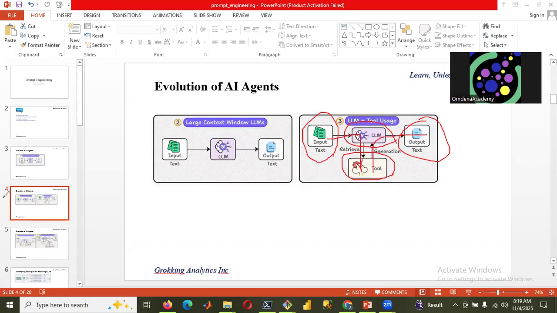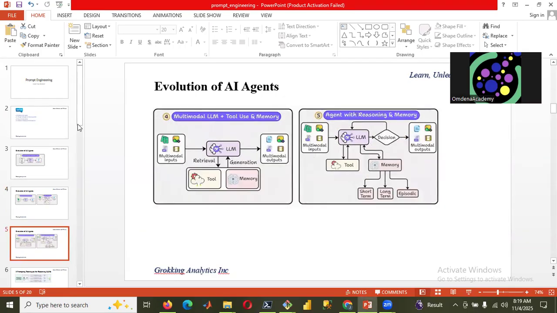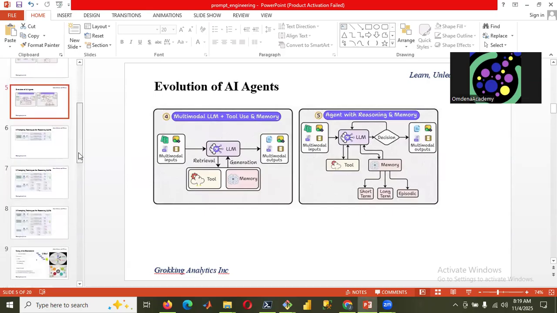Yeah, that will be it for that one. And then we'll go to the next one, which is the next version of the AI agents. So we now get to the stage of having multimodal input. What multimodal means is that you can have different types of file formats.